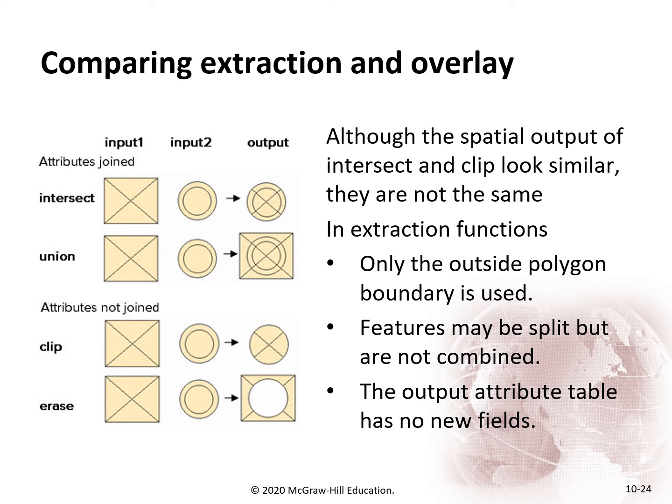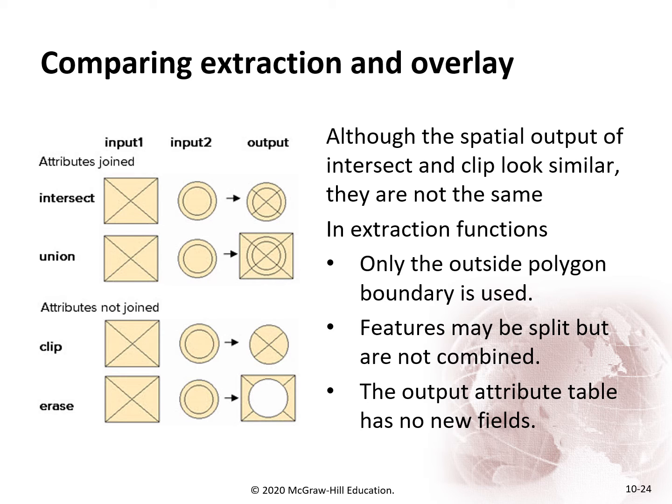Alright, so let's look at extraction versus overlay and see the difference. Clip and erase are essentially the same thing as intersect and union, almost. Very similar, I should say, not the same. But the big difference is intersect and union keep your attributes. So when you do an intersect and you get an output, it has all the attributes of both data sets. When you do a union, it keeps everything and all the attributes of everything.